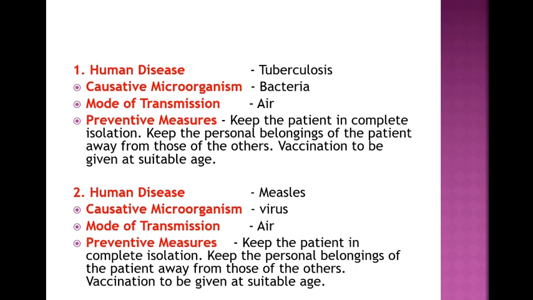These are some of the diseases and causing organisms. And what are the prevention measures? The first disease is tuberculosis. The causative microorganism is bacteria, and the mode of transmission is air. What are the prevention measures? Keep the patient in complete isolation. So complete isolation is one of the preventive measures.